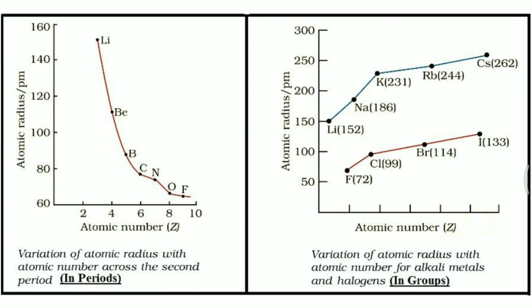This is the pattern followed by the elements when they are present in the same period or in the same group. So this is a very important pattern for the atomic radius.